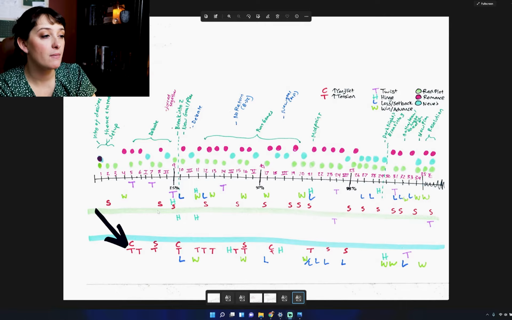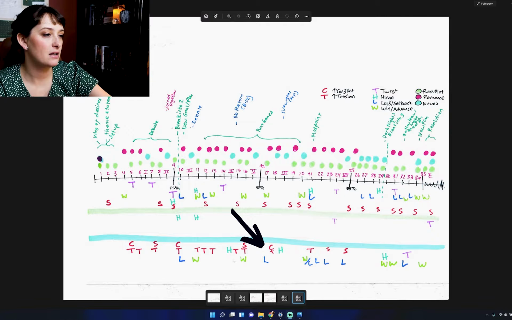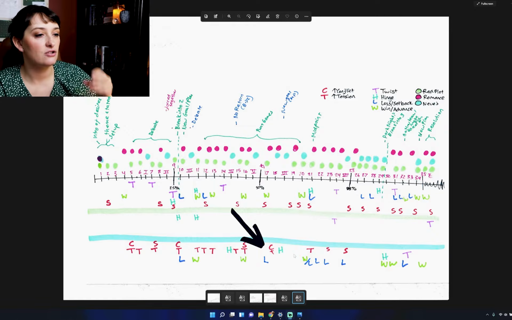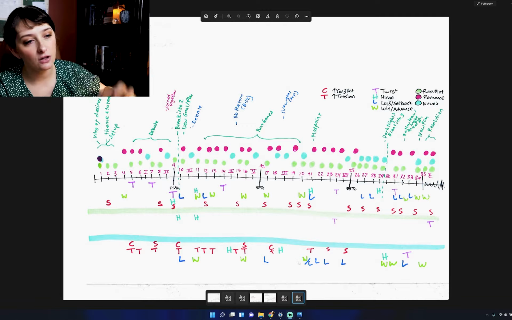You can see with the romance plotline, there's just tons of tension building up all the way up to about the halfway point here. You just see tons of tension, tons of conflict, and then lots of losses, lots of wins.